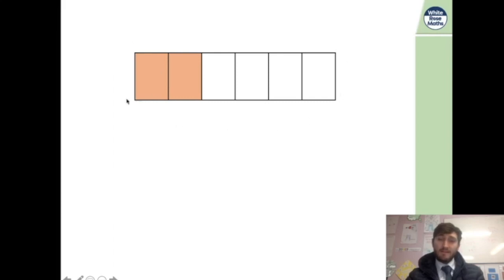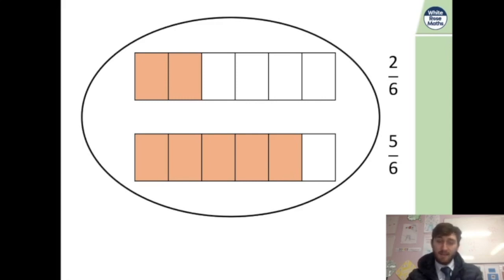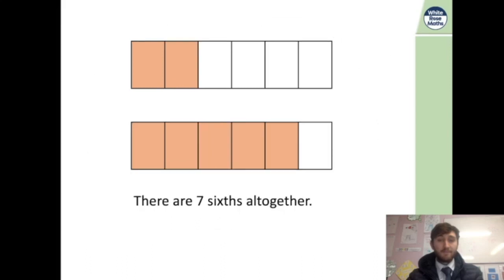Next, I've got sixths, but only 2 of these are shaded in, so I've got 2 sixths. And then underneath I've got my sixths again, because I can see it is the exact same shape split into sixths, and I've got 5 shaded in, so that would be 5 sixths. Again, if I want to add these together, I would need to do 5 add 2, because my denominator doesn't change, does it? 5 add 2, I know that that is 7 sixths altogether. So there are 7 sixths altogether, nice and clear.